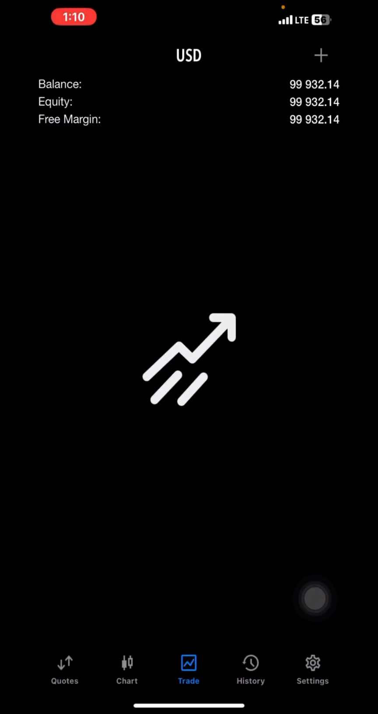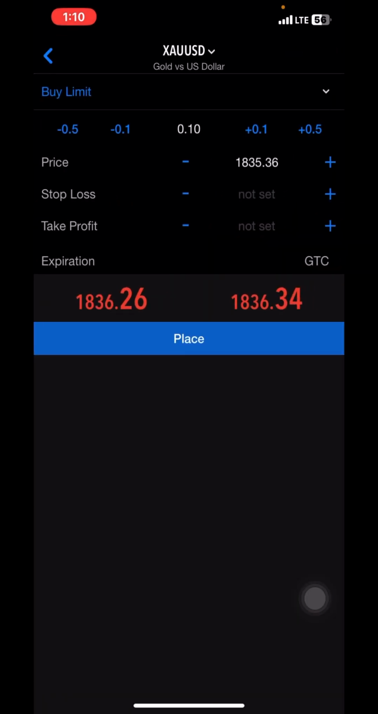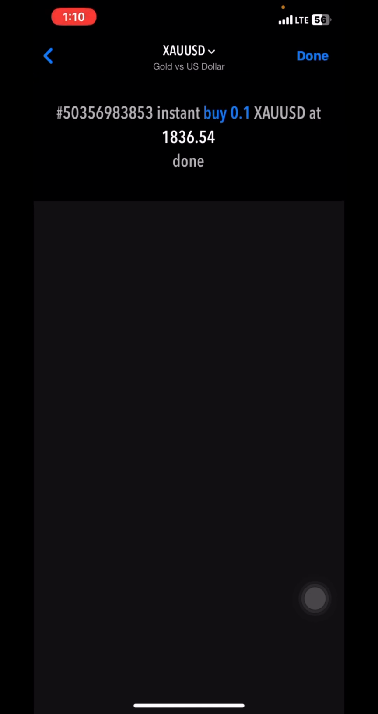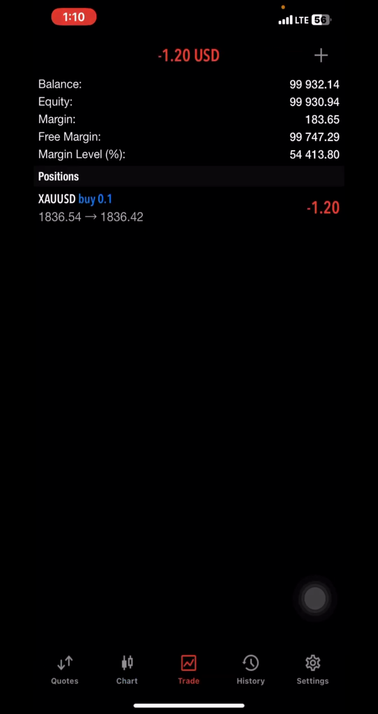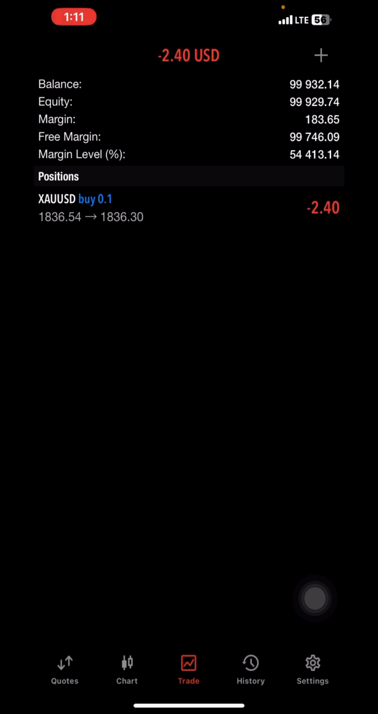Now, in today's video, I'll be showing you how to read this balance, equity, free margin, and how to understand the terms there. For that, I'll just place a random trade here so that we can get started. As you can see, we have the balance, which is the first one, the equity, the margin, free margin, and margin level, which is usually displayed in percentages.